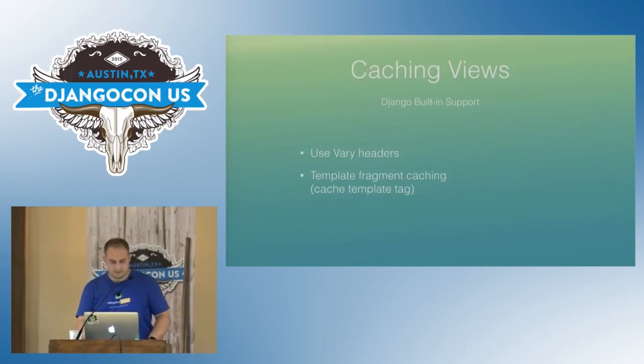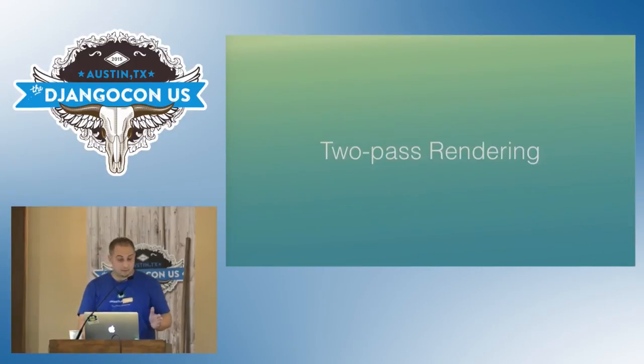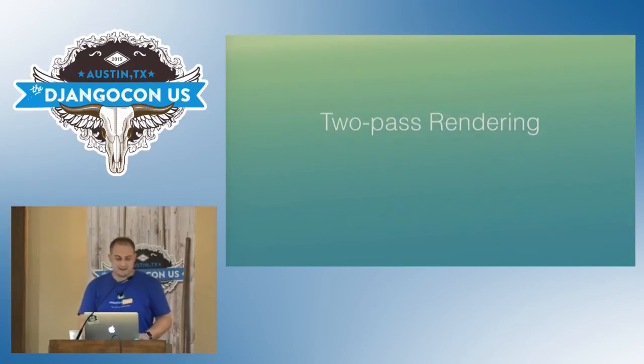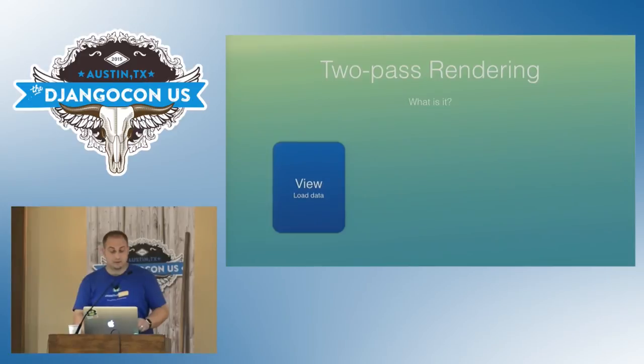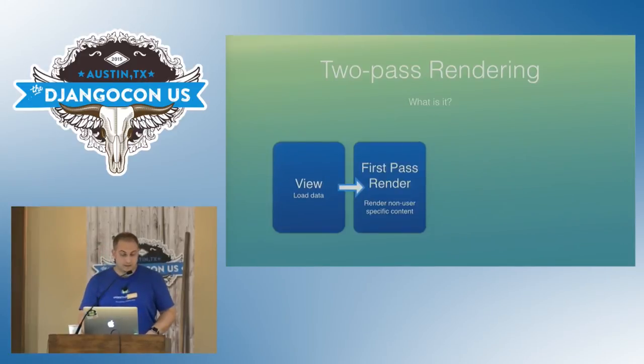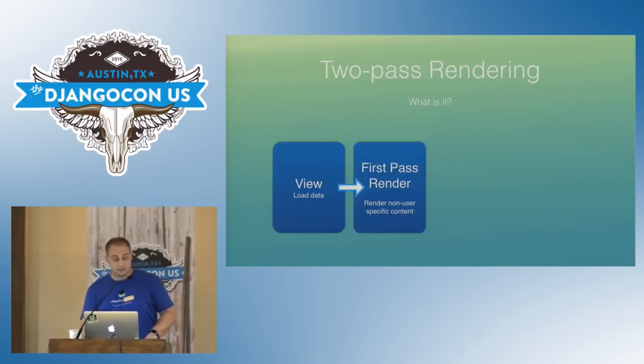Two-pass rendering. The idea is very simple. Let's take a look at the process flow. First, we will load the data in our view. We'll render the template on the first pass. And this is going to be all the data that's not specifically tied to a user. This pass will have lots of template tags to render and could take a while. For example, something that would be rendered in this view would be blog comments or products.